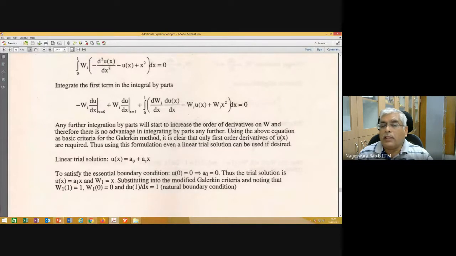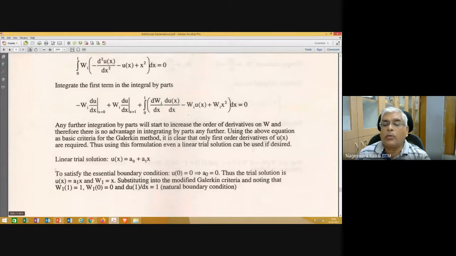Once you get the admissible trial solution, how is the weight function defined in the Galerkin method? The weight function is defined as the partial derivative of the admissible trial solution with respect to the unknown coefficient. That is how the weight function is defined. All the details are given here. You can go through it.